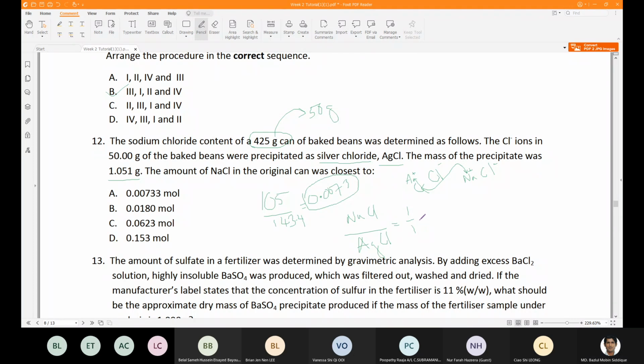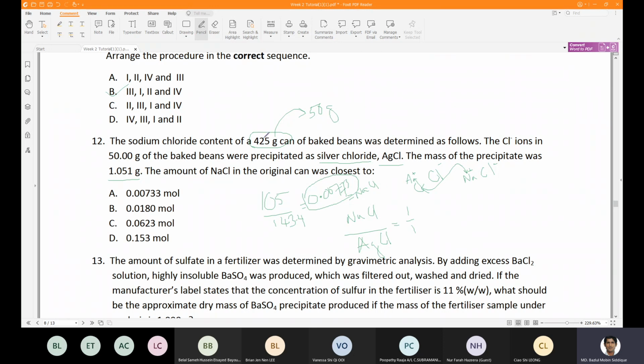Now, so that means this is the same number of moles of sodium chloride as well, 0.0077 moles of sodium chloride as well. So 425 grams. Now we go back to this 425 grams. If in 50 grams, that is this much, 0.0077 moles in 50 grams.